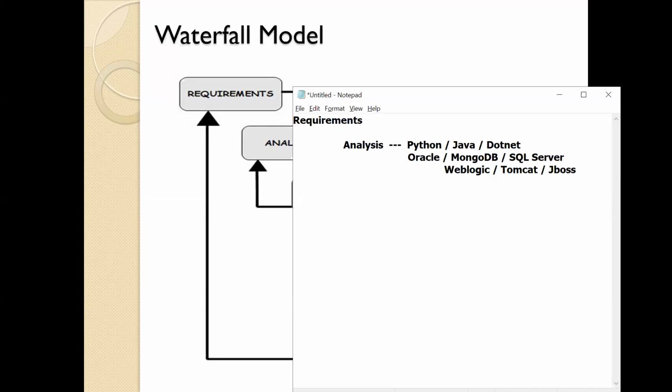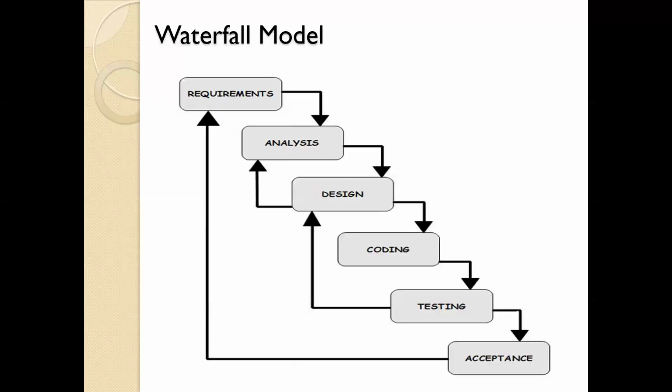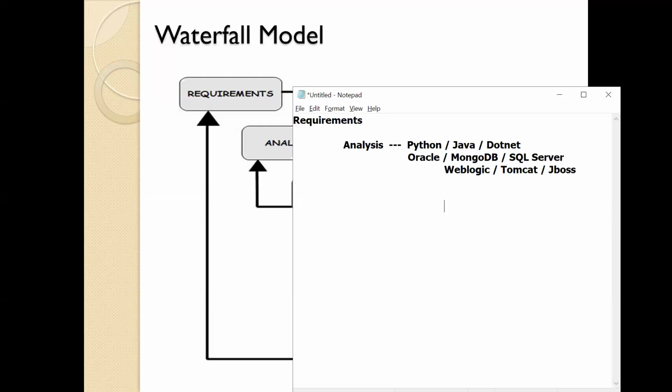Once understanding the requirements is done, they decide on what technology the product should be built. What should be the front end technology? What should be the back end? What should be the middleware? So this happens in the analysis part. Once the analysis part has been completed, the next stage is the design stage.